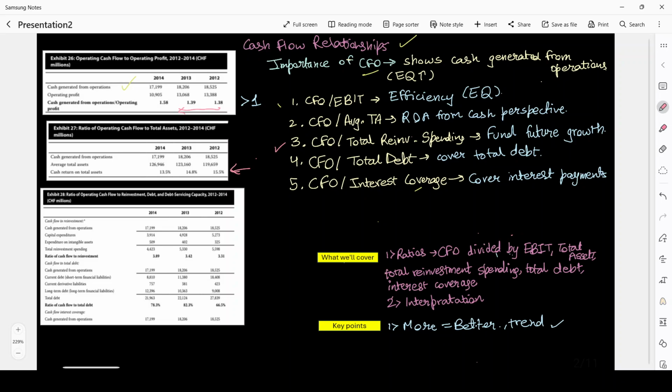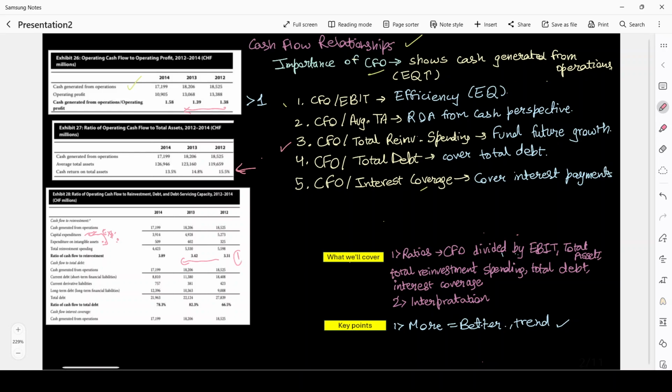Next, we check the ratio of CFO to total reinvestment spending. So it shows whether the business could fund future growth. So here we have two items, which is capital expenditure and expenditure on intangible assets. Capital expenditure is the expenditure on tangible assets. So this is the total expenditure which the business is making in as reinvestment. So from this ratio, we see that it is steadily increasing. Also, this number is much more than one. So both these observations conclude that this ratio indicates positive trend, positive for company.